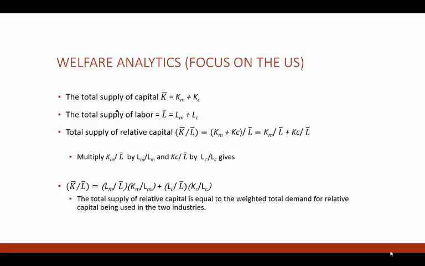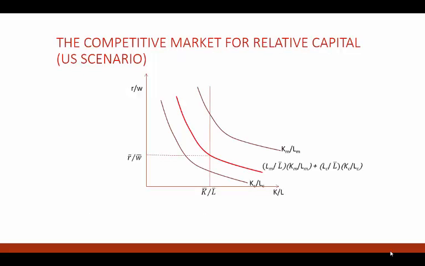The total relative capital, or K bar over L bar, can therefore be decomposed into the components as shown. With a little algebraic manipulation, we find that the total supply of relative capital is equal to the weighted sum of relative capital used in the two industries, where the weight for each industry's demand for relative capital is given by the share of the labor force employed in that industry. This is depicted in the graph on this slide.